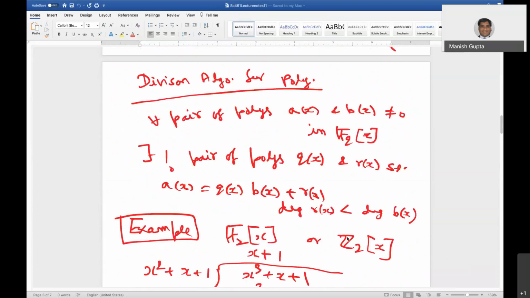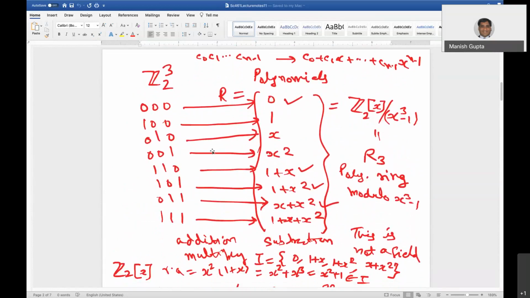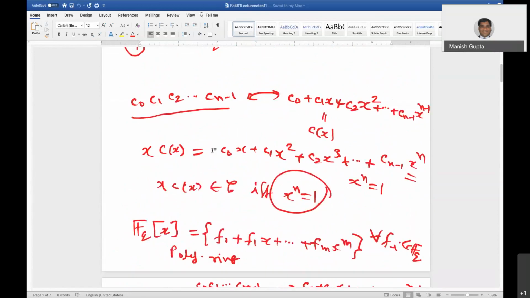Now it's very important to observe one very interesting feature once we do this mapping of a code word into a polynomial. C0, C1, C2, ..., Cn minus 1 is a code word, and we map it to the polynomial C0 plus C1x plus C2x squared plus ... plus Cn minus 1 x raised to n minus 1. I call it C(x). Then what is the meaning of cyclic shift in the polynomial? x times C(x) will be nothing but C0 times x plus C1 times x squared plus ... plus the last coefficient Cn minus 1 times x raised to power n.